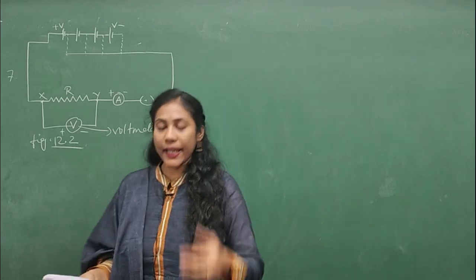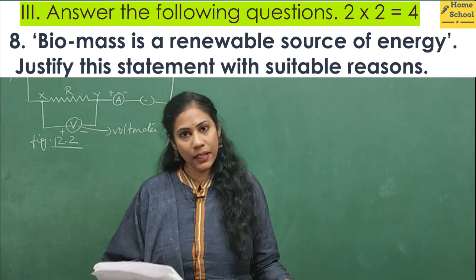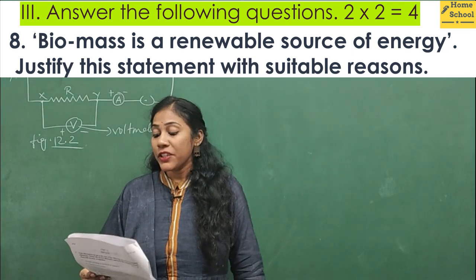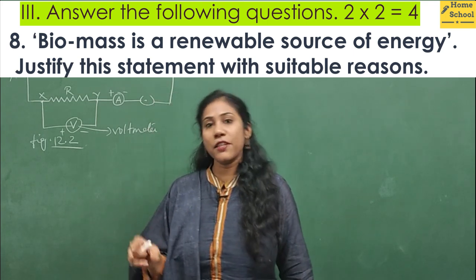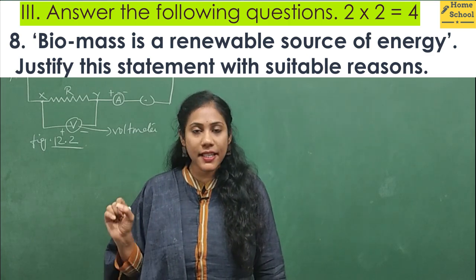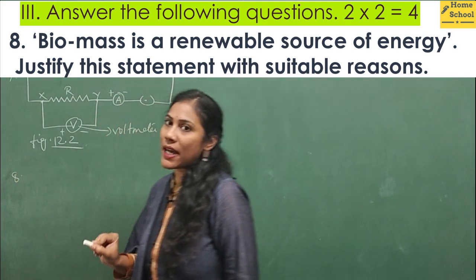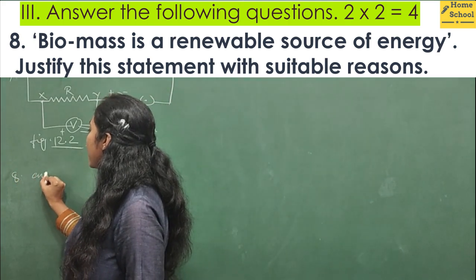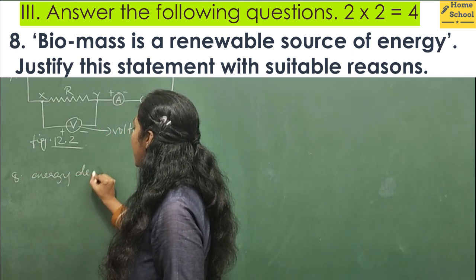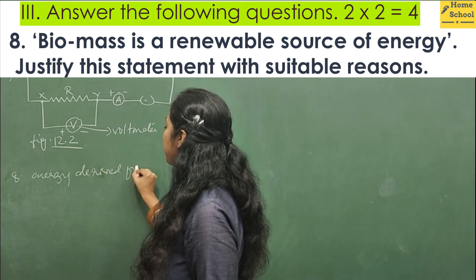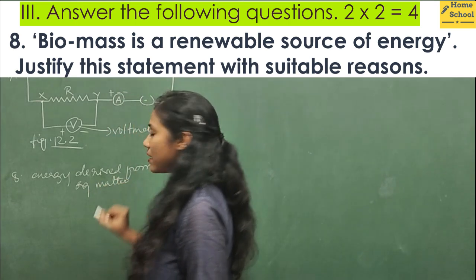Fine. And coming to the 8th question. Biomass is a renewable source of energy. Justify this statement with suitable reasons. So you have to justify why we call biomass a renewable source of energy. So initially, first, what do you mean by biomass? Biomass is nothing but energy derived from organic matter. Yes or no? Energy derived from organic matter is called biomass, isn't it?